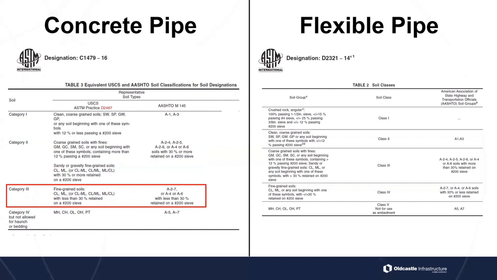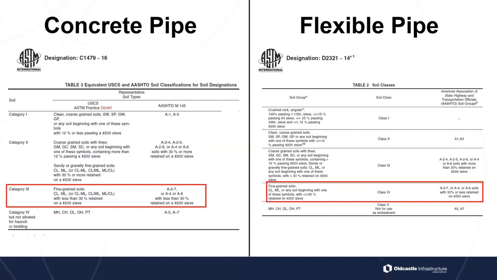Similarly, as we move on down the list, category 3 for concrete pipe is called class 4 in the flexible pipe, in the plastic spec. So these are your fine-grained soils. These are kind of your more clay materials. These are the ones that have less than 30% retained on the number 200 sieve. So you're getting a lot more of that really fine material. These are A2-7s or your A4 and A6 with less than 30% retained on that 200 sieve.